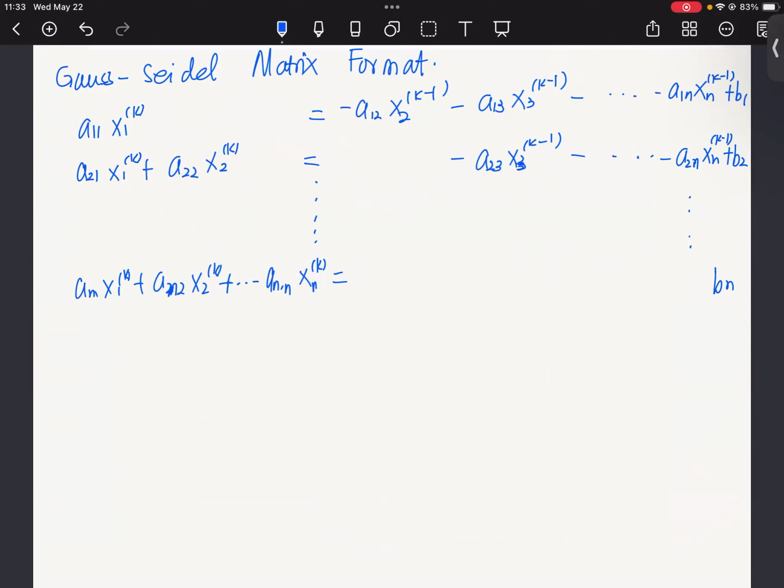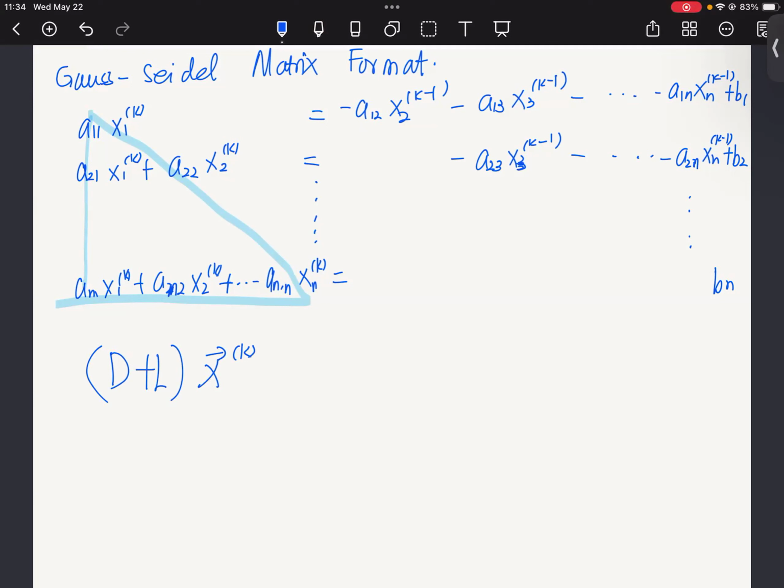As you can see, on the left, the coefficient matrix is actually the lower triangular matrix with the diagonal. We can express it in this way: D is the diagonal, plus L is the lower triangular matrix without the diagonal, and it multiplies the xk vector. This makes sense. This is the matrix format for the left-hand side item.